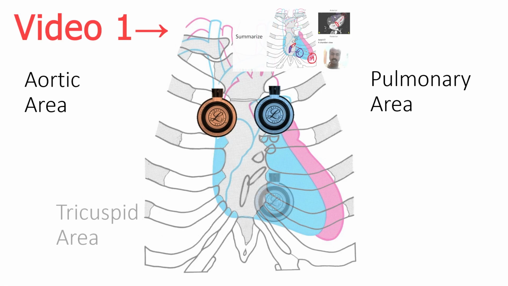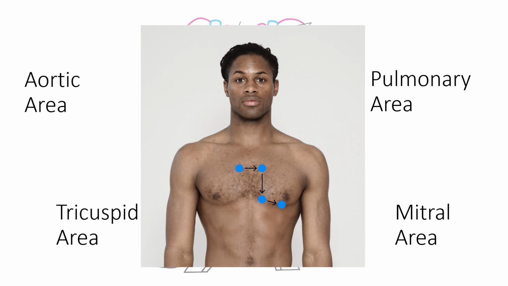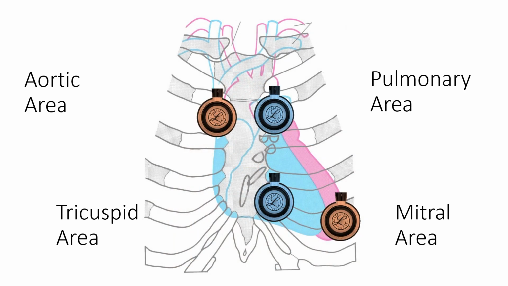Along with this, you have already learned that the tricuspid area is on the lower left sternal border and the mitral area is at the apex, which is at the fifth intercostal space on the left side, 1.25 centimeter medial to the midclavicular line. So that completes the four important auscultatory areas.